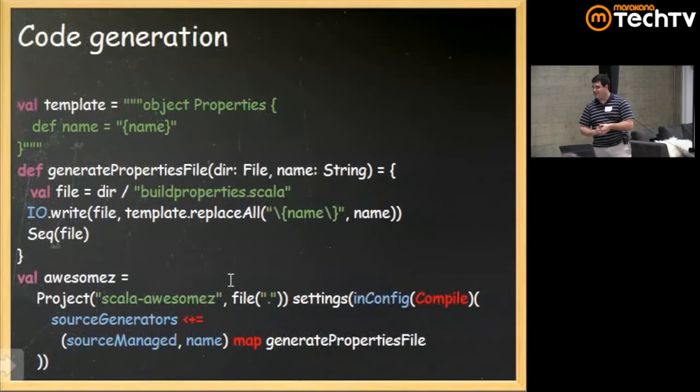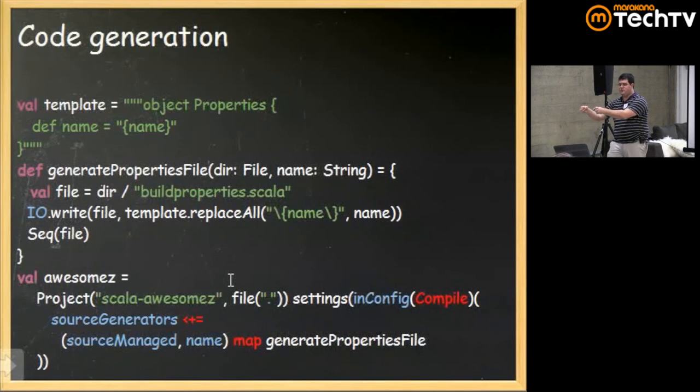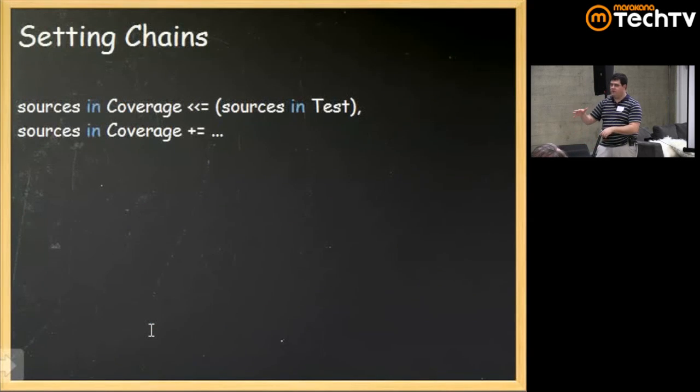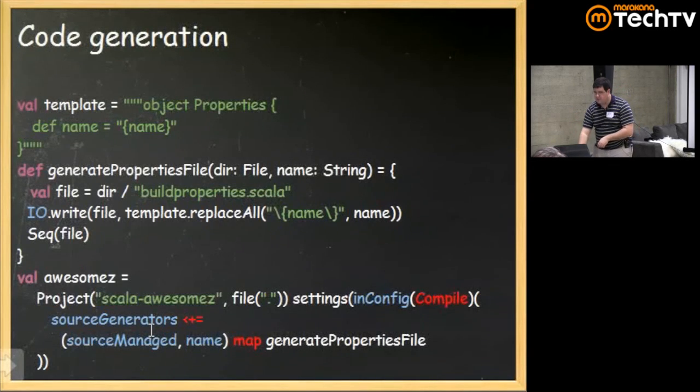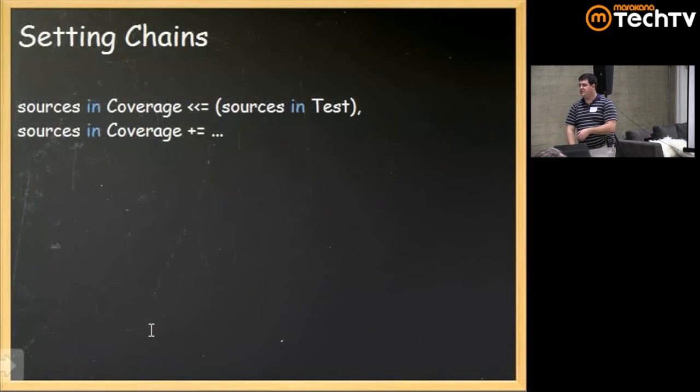Sorry. Okay. Yeah, and so source generators, I'm adding a task that will generate a properties file. This is a function that takes in some inputs and generates a sequence of files. This here is an initialize of a sequence of files, and I'm adding that sequence of files to the source generator's tasks. I should have written out more types for you, but you know, it's Scala.